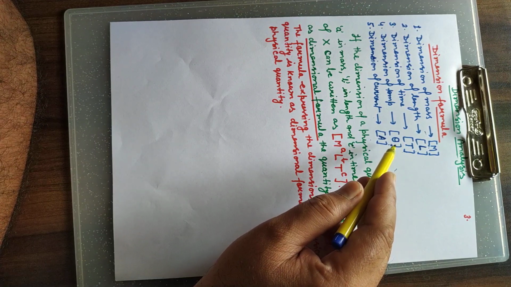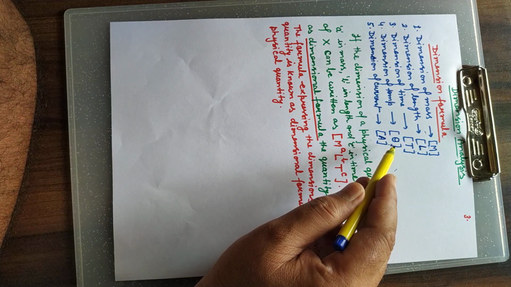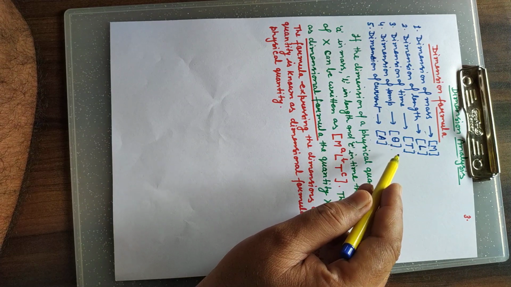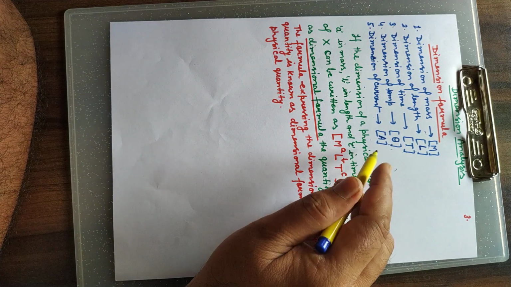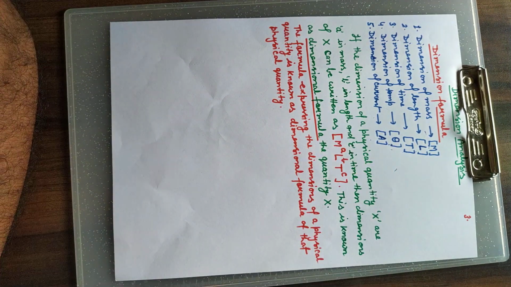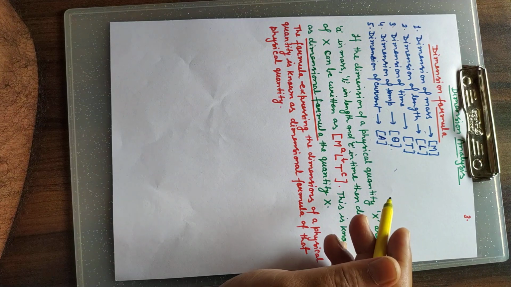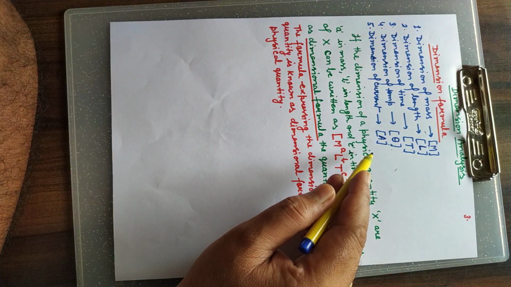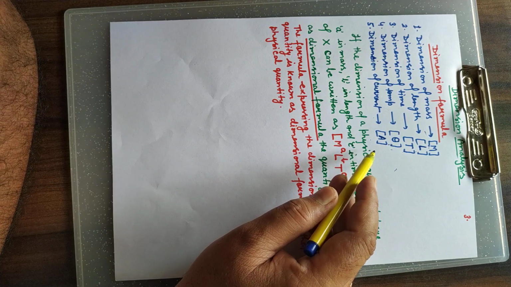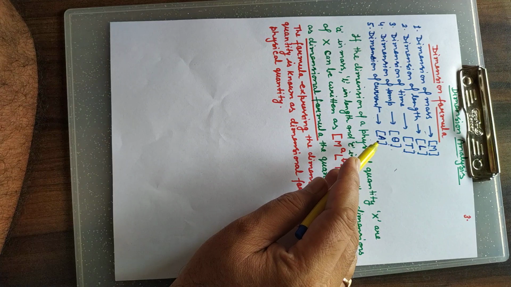The unit of temperature is Kelvin, Celsius, Fahrenheit, but it is denoted by capital theta. And the dimension of current is capital A. Suppose that the unit of current is given as milliampere, microampere, but the dimension formula of current is capital A.